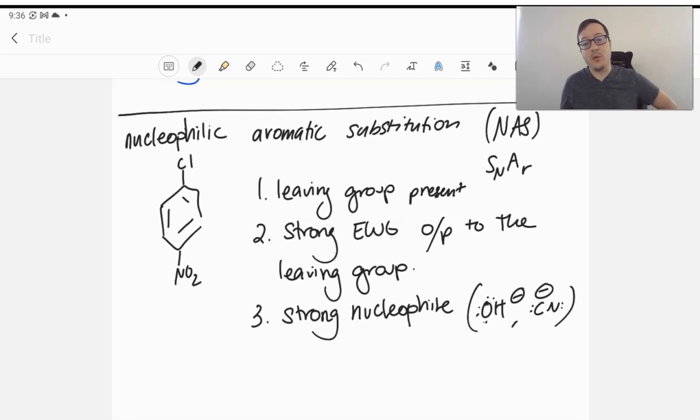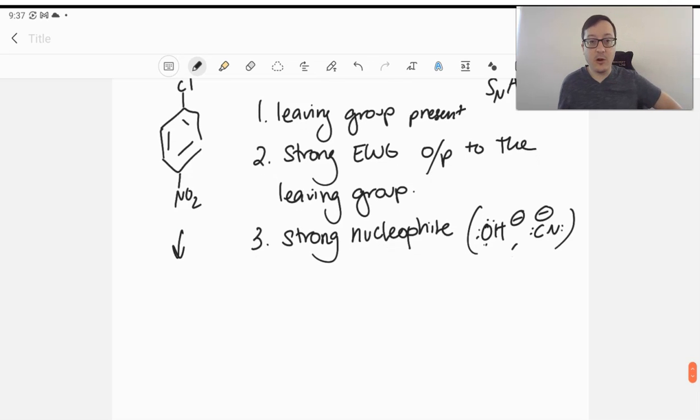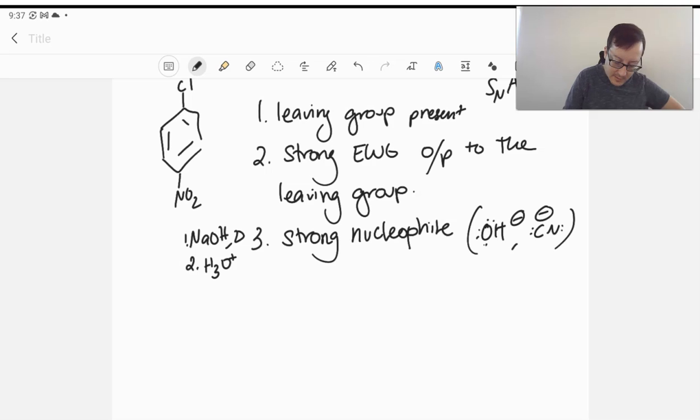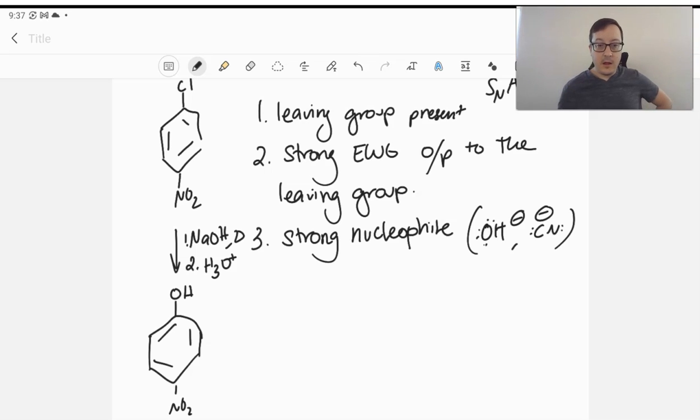And in this reaction, we will essentially be substituting our leaving group. So if we were to take this para-chloro-nitrobenzene and react it with, say, NaOH and heat, and then step 2, you have to do an acid wash, by the way, for this. I know we're going down this time instead of to the side, but that's okay. What ends up happening is you'll end up kicking out your leaving group, and everything else stays the same. And so we'll take a look at the mechanism for this.